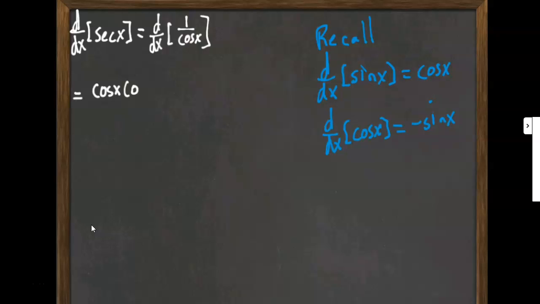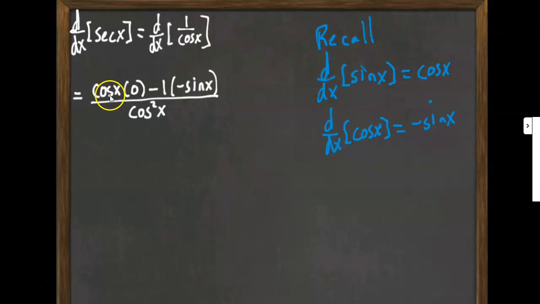That's going to be the bottom function cosine times the derivative of the top. Well, the top is 1, so that's going to be cosine times 0 minus the top 1 times the derivative of cosine. Derivative of cosine is negative sine. And that'll all be over cosine squared. All over cosine squared.